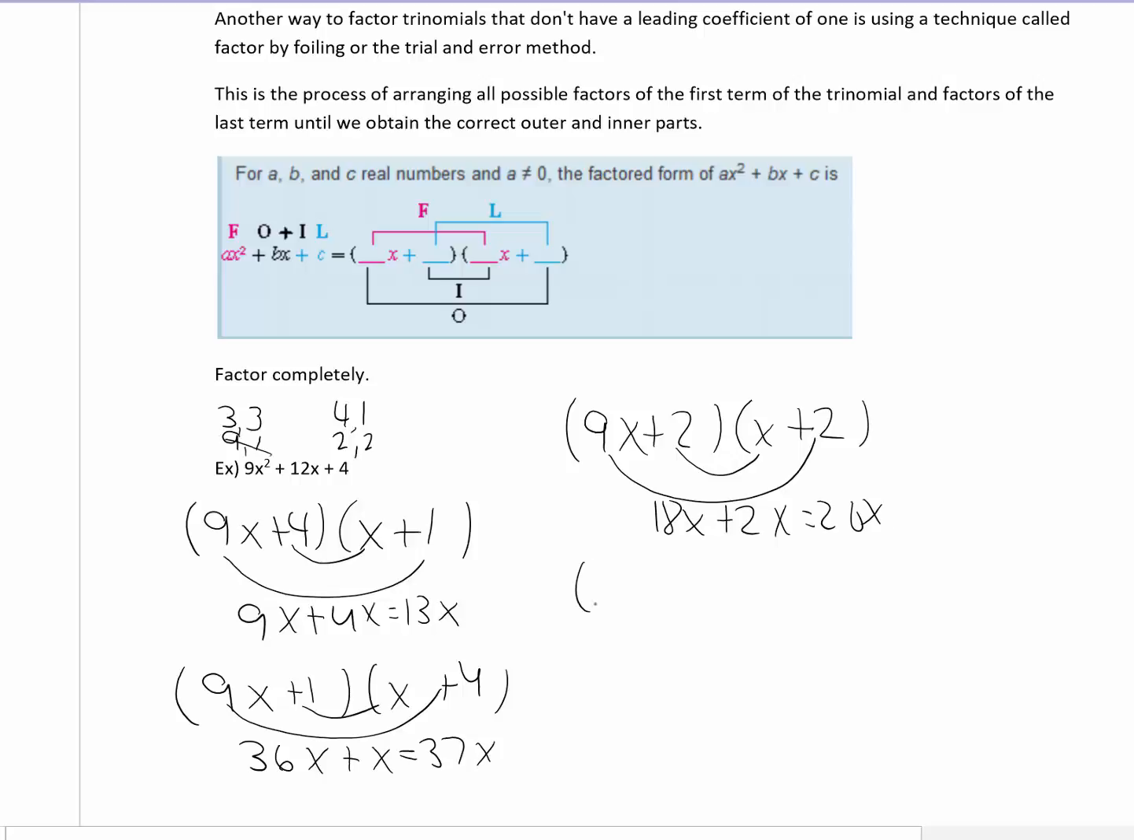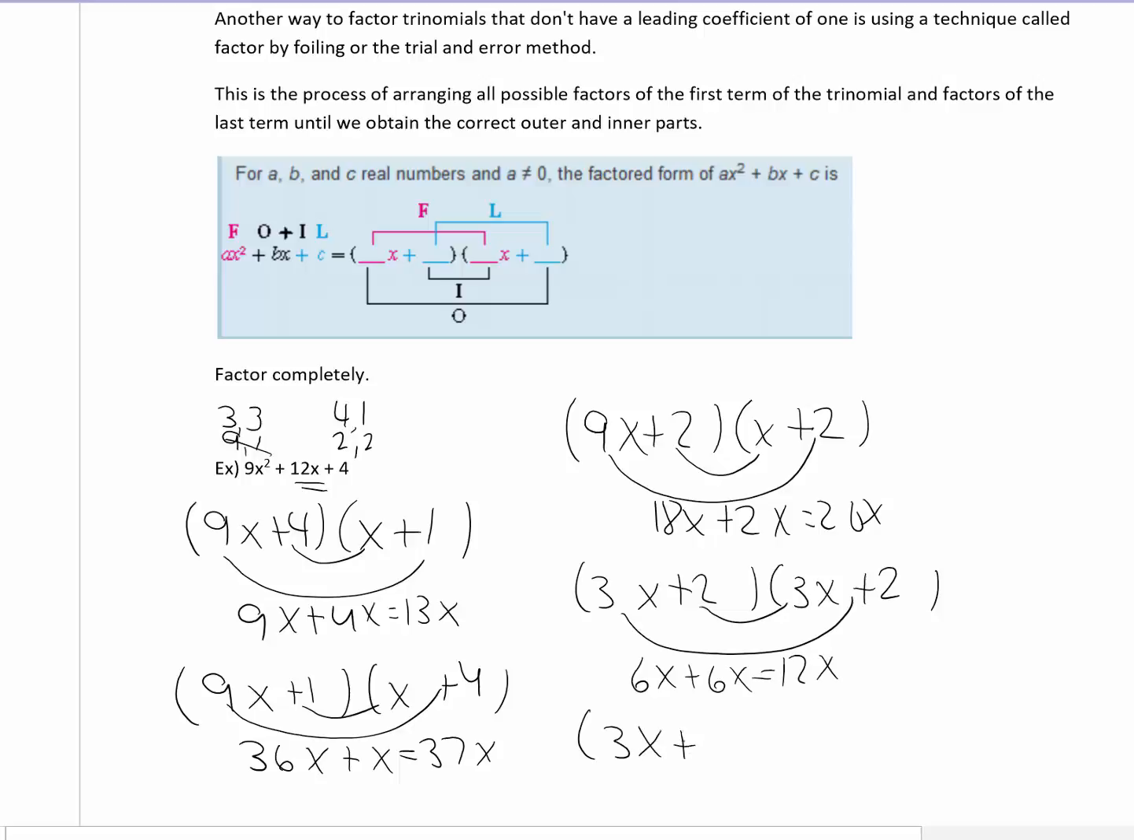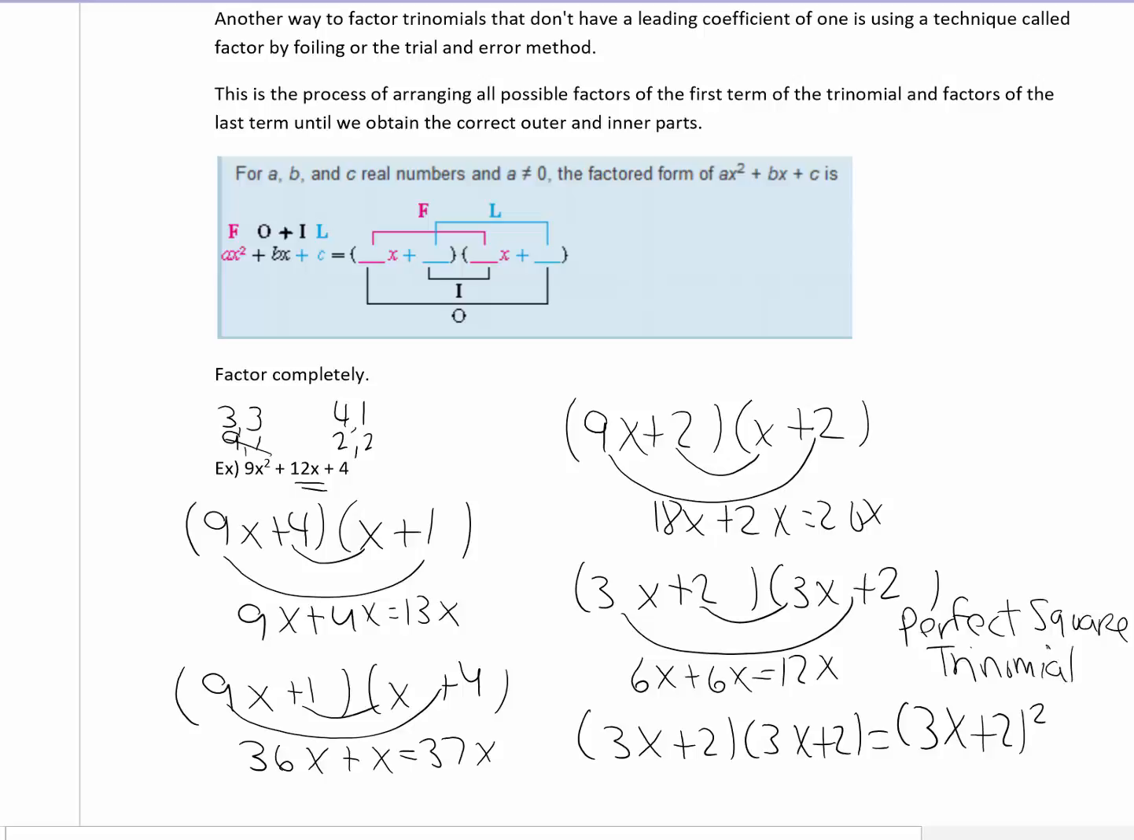So now let's do 3 and 3. So that's 3x and 3x. Let's do 2 and 2. Outer and inner. We get the middle term, which is 12x. So that means this is factorable by 3x plus 2 times 3x plus 2, which is the same thing as 3x plus 2 squared. This is what is called a perfect square trinomial, and all that means is the factors are exactly the same.